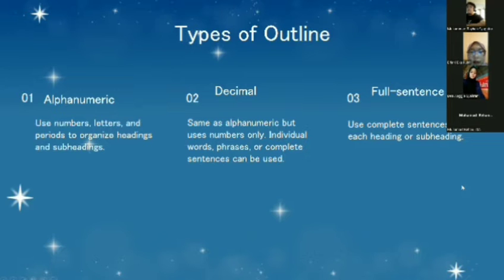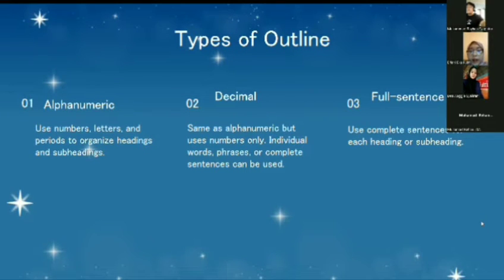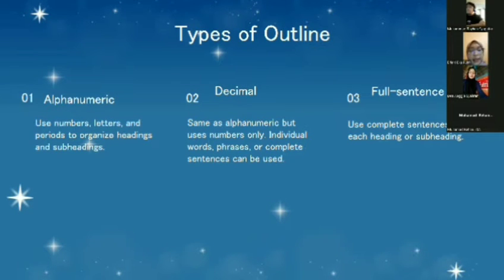Second is decimal, the same as alphanumeric but it uses numbers only. Individual words, phrases, or complete sentences can be used. Decimal shows how minor points relate to major ones, and to add extra information, use Arabic numerals separated by a period. The last one is full sentence. Full sentence uses complete sentences for each heading or subheading, and might take more time to develop but reduces the time needed to prepare an essay, and can be created according to the structure of the alphanumeric outline.